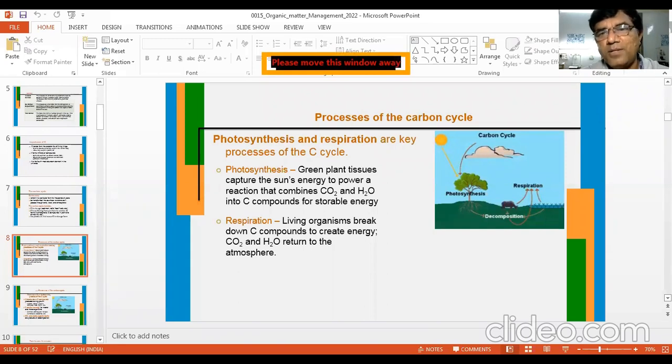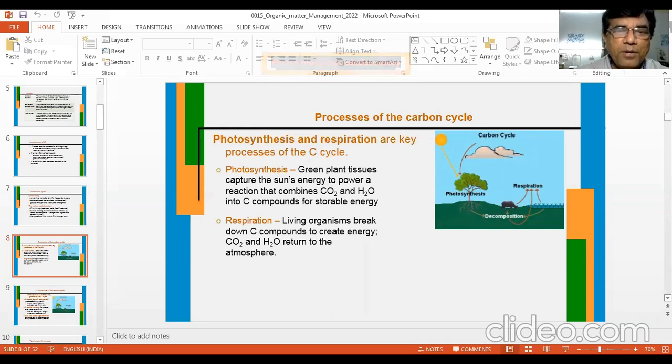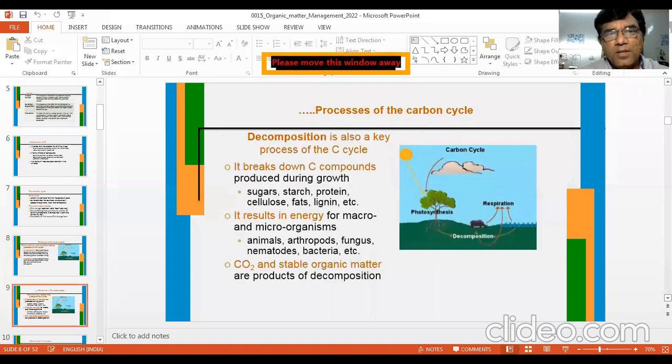So whatever carbon is synthesized by plants, or fixed by plants through photosynthesis, part of that is retained in the plant and part of that is given back to the atmosphere by respiration. And this respiration also happens in soil by organisms when they decompose the organic matter. So part of the carbon which was stored by the plant will go to the soil, and that can be respired by the organisms. So decomposition is also a key process of the carbon cycle.